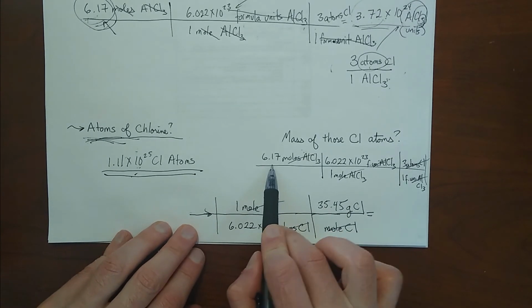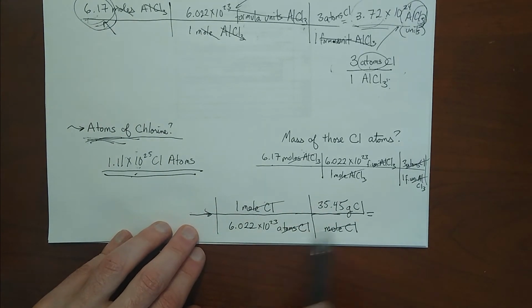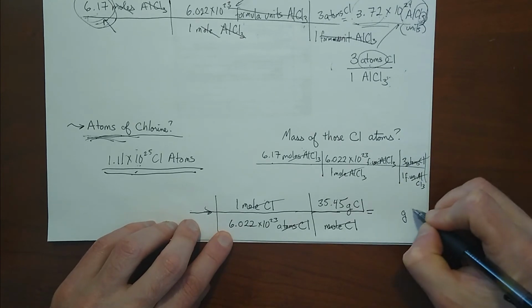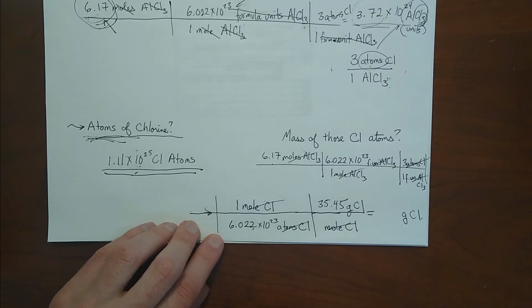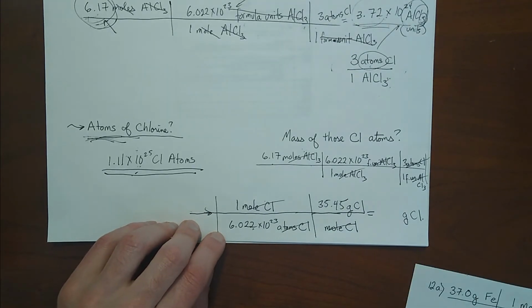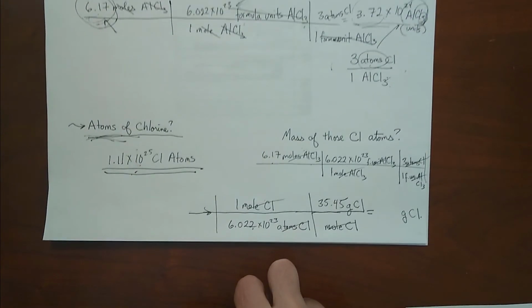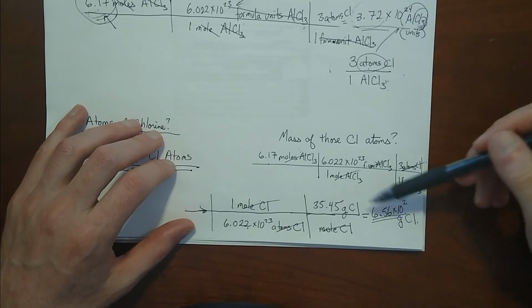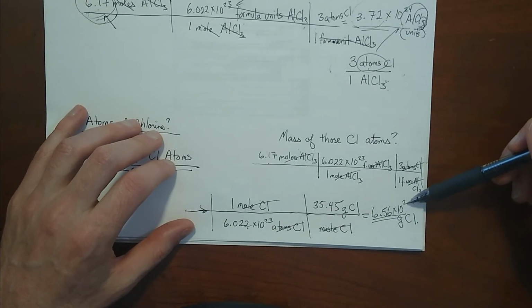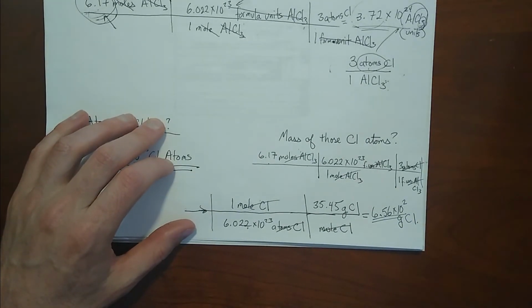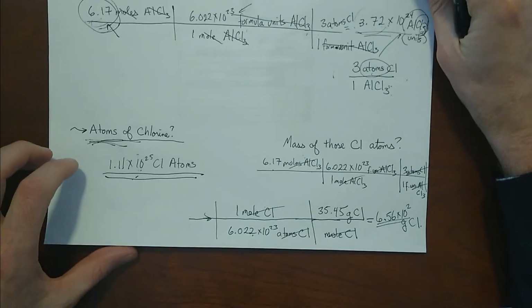And I have converted from 6.17 moles of this compound to how much of that compound is chlorine in terms of the total mass. So I end with a certain number of grams of chlorine, and after doing the multiplications and the divisions all the way across here, I'm going to get, oh, it looks like I didn't actually write this number down. I'll have to use my calculator real quick. Okay, after calculating, it turns out to be 6.56 times 10 to the second grams of chlorine, or 656 grams of chlorine in that many moles of aluminum chloride.